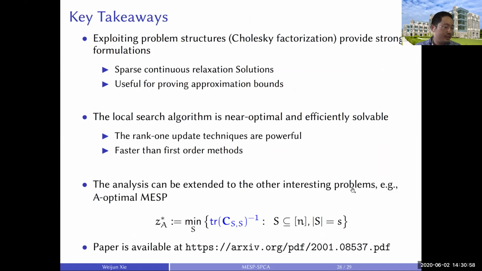All right, before I run out of time, in this talk we studied the maximum entropy sampling problem, and we saw that by exploiting the problem structure, we can derive a much better approximation continualization bound. Based on these continualization results, we can analyze local search algorithms, and the rank 1 update is really powerful. It can reduce the computational time a lot, and this method can be extended to other interesting problems, for example if we have a different objective function. If you are interested, our paper is already online. Yeah, so I will stop. Thank you.